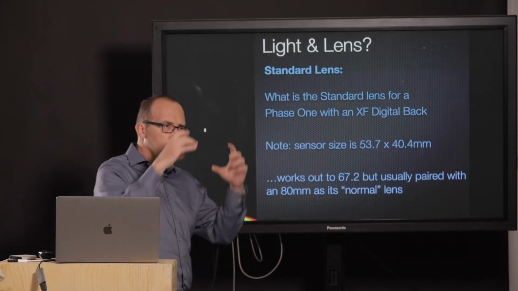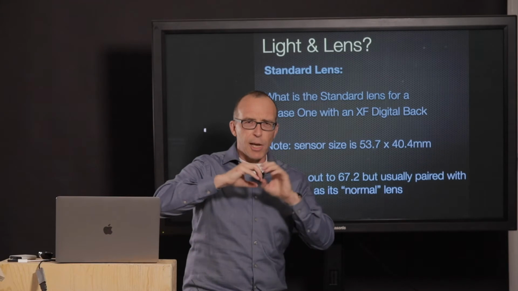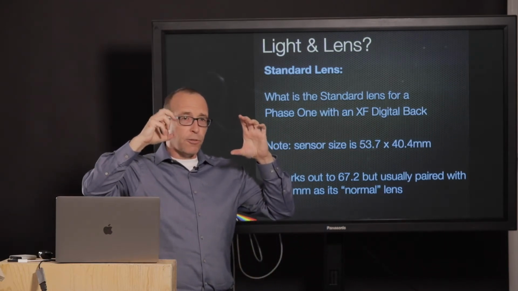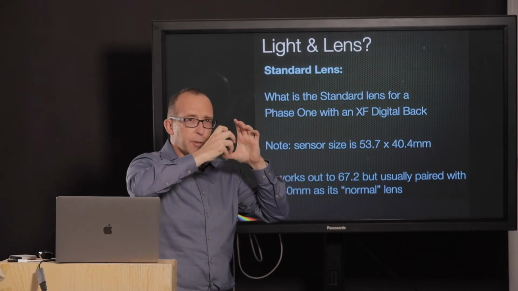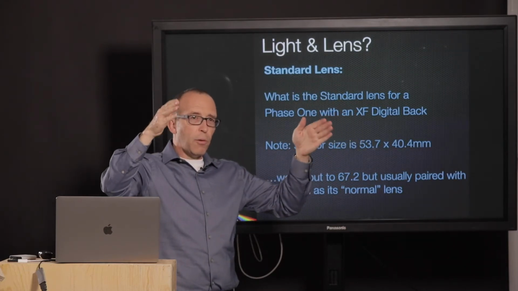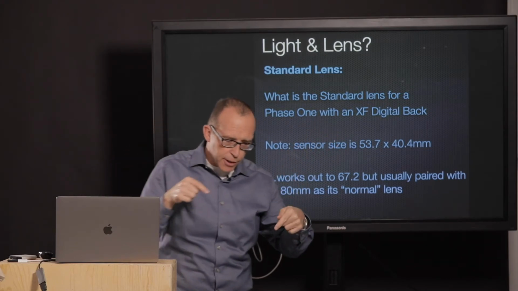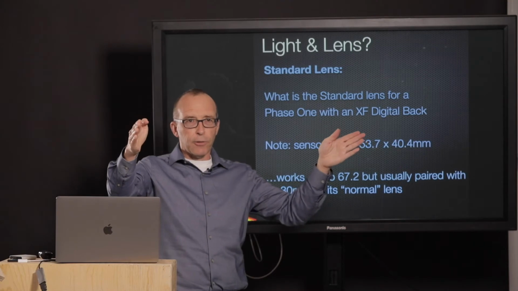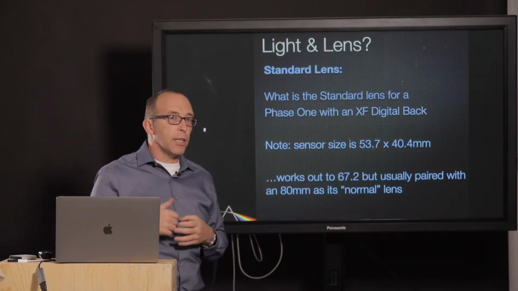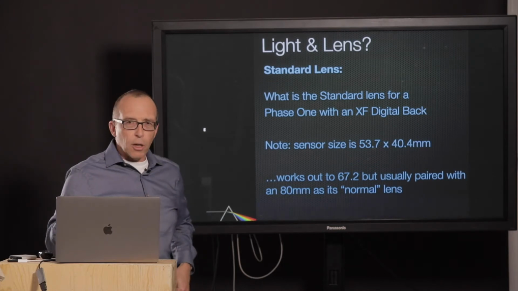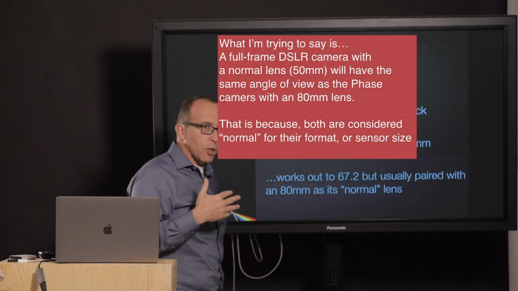I'll just give you an example. If you were looking through a 35 millimeter camera, a full frame sensor camera, and you put on a 50 millimeter lens, think about the angle of view. How would that compare to the angle of view of this normal lens, 80 mil, on this camera? What would that angle of view look like? Would they be the same, or would they be a bit different?